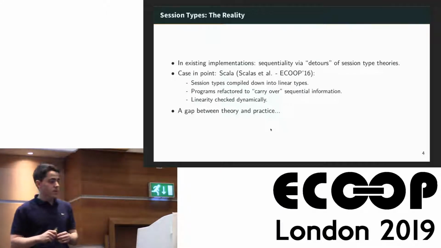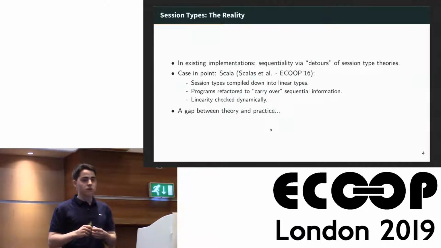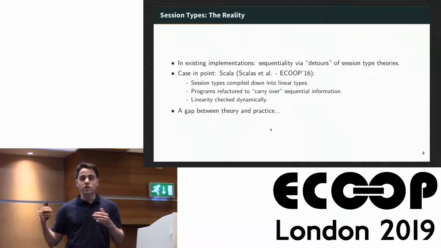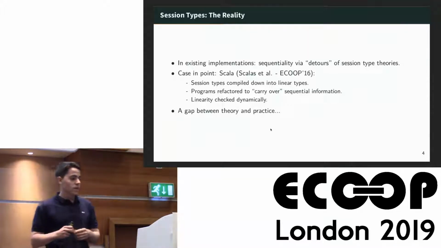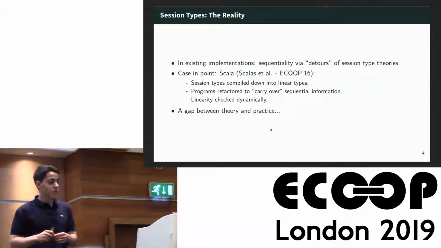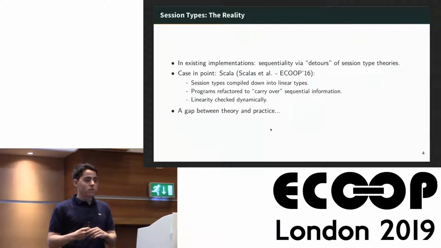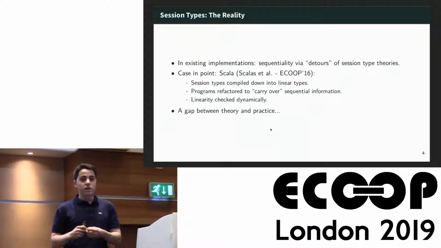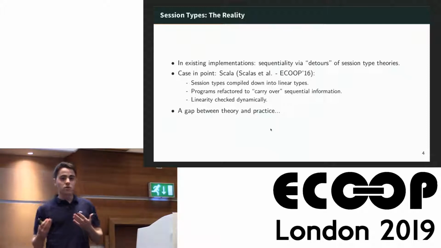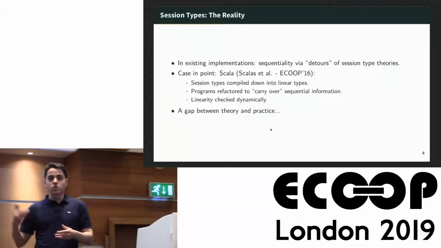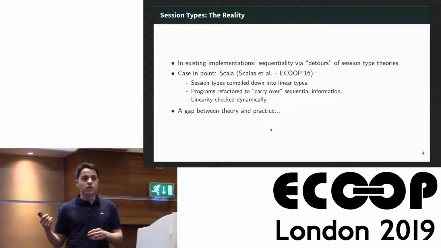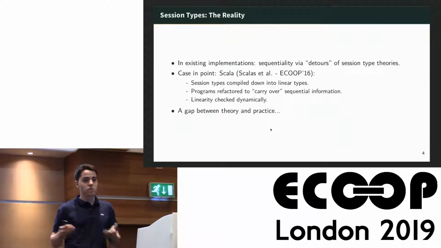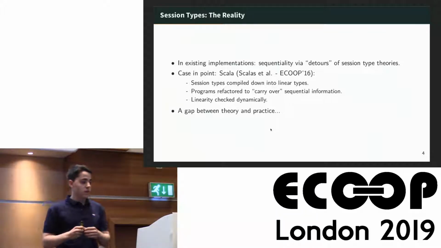If we consider a few recent implementation developments, we noticed that common to all of these approaches is a sort of detour from session type theory. For example, recent work in Scala at ECOOP 2016 provides a lightweight implementation of session types in Scala, where the programmer actually has to refactor code in order to provide continuation channels, and linearity is checked dynamically. So what we want to do is to bridge this gap between session types theory and practice without the help of detours.